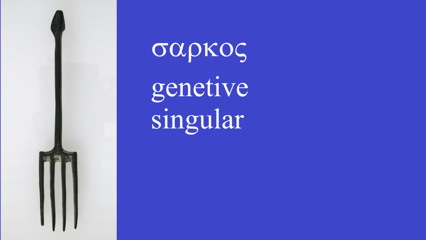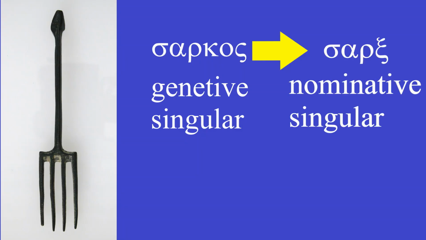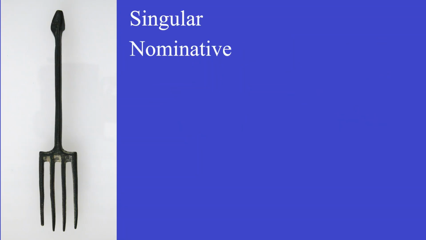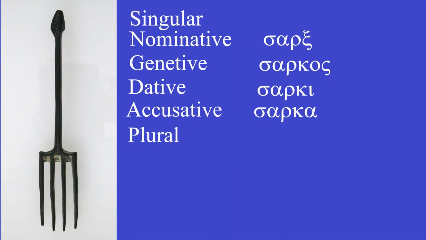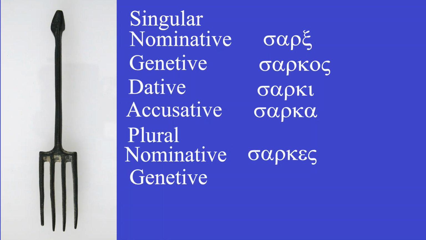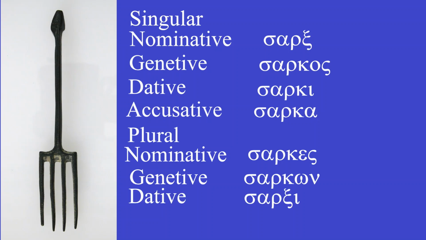Sarkos is in the genitive singular. The nominative singular is sarx. So in the singular, the nominative subject is sarx. The genitive possessive is sarkos. The dative indirect object is sarki. The accusative direct object is sarka. In the plural, the nominative is sarkes. The genitive possessive, sarkon. The dative indirect object is sarksi, and the accusative direct object is sarkas.